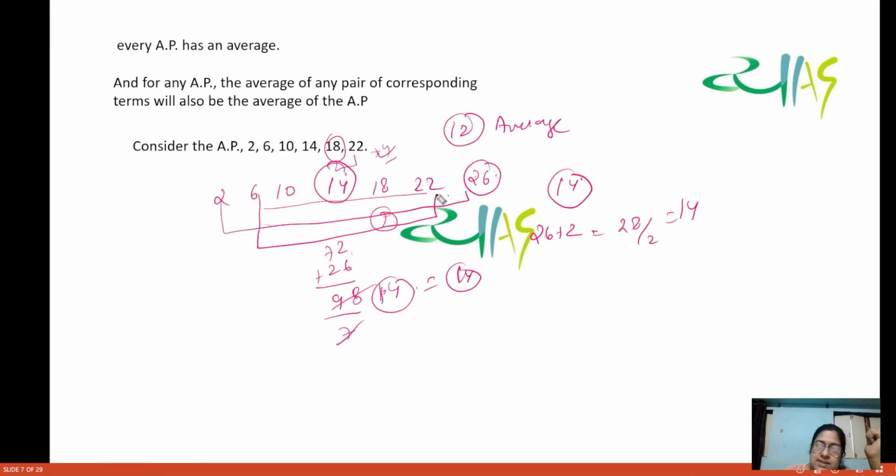Add these numbers, 6 plus 22. You have 28 by 2, again you have 14. Add these numbers, 10 and 18, again it is 28. Again you divide this by 2, again you get 14. And 14 is of course the middle term.